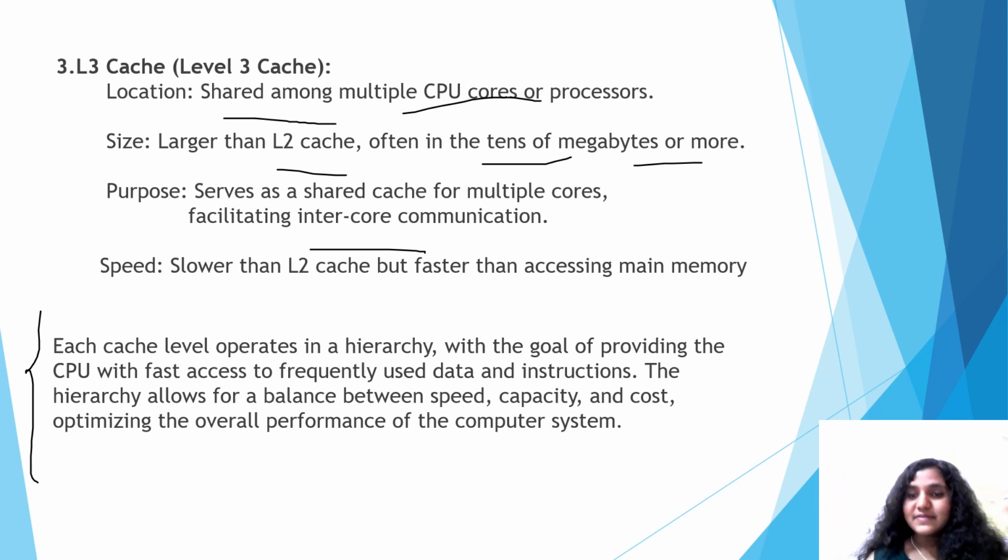So these are the three levels of the cache. Each cache level operates in a hierarchy with the goal of providing the CPU with fast access to frequently used data and instructions. All three levels of cache mainly focus on fast access to frequently used data as well as instructions. The hierarchy allows for a balance between speed, capacity, and cost, optimizing the overall performance of the computer system. So that is the goal of these three levels of cache.